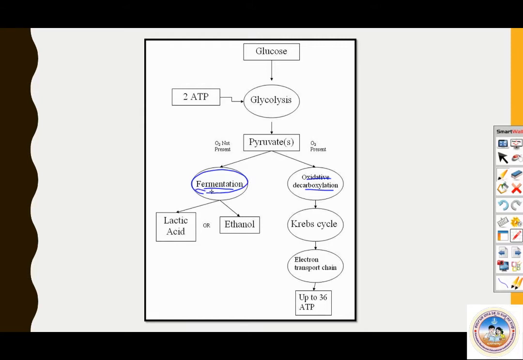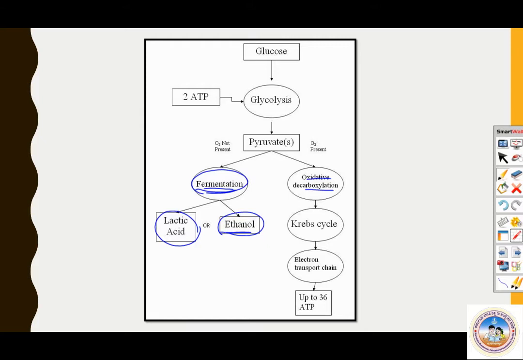Whenever there is fermentation happening, there are two products produced. What are those? One is ethanol, the other is lactic acid. Am I clear to you, children? And of course, during ethanol production, what will happen, children? You will always have carbon dioxide produced.